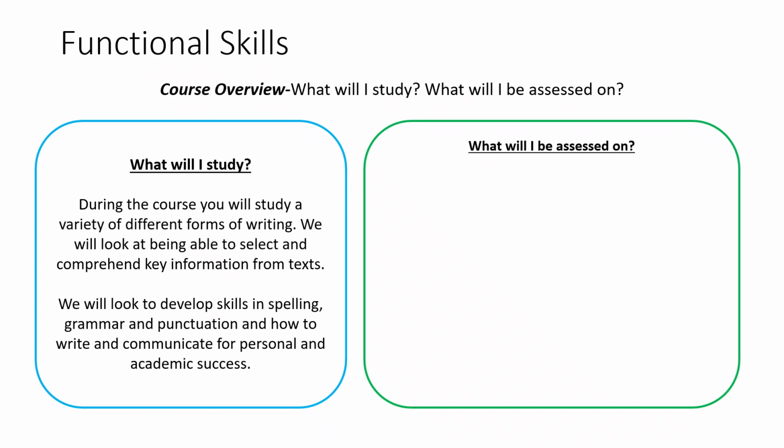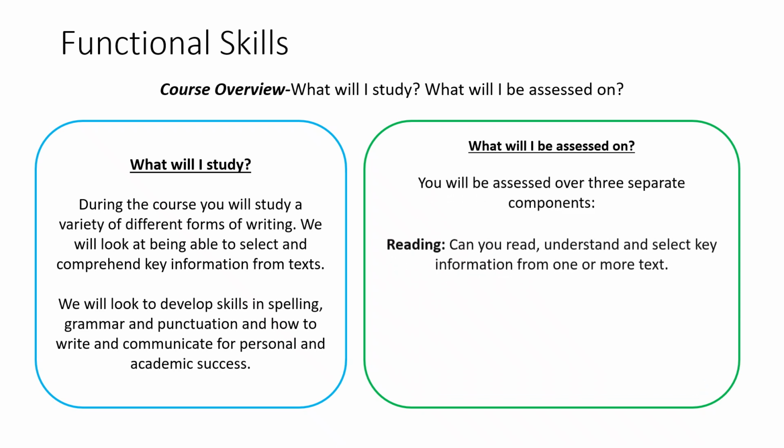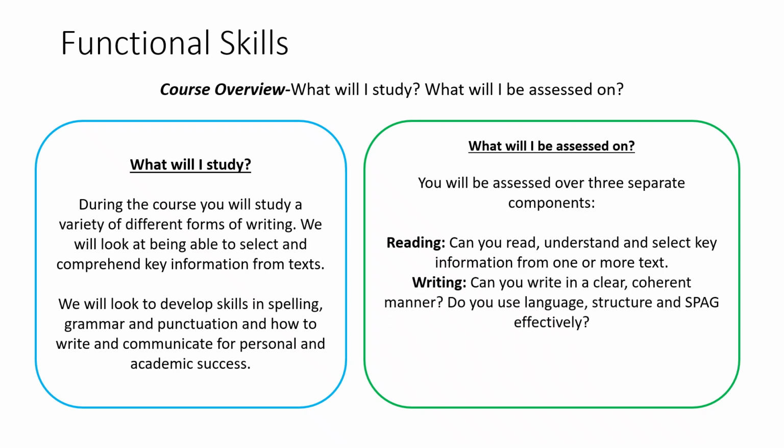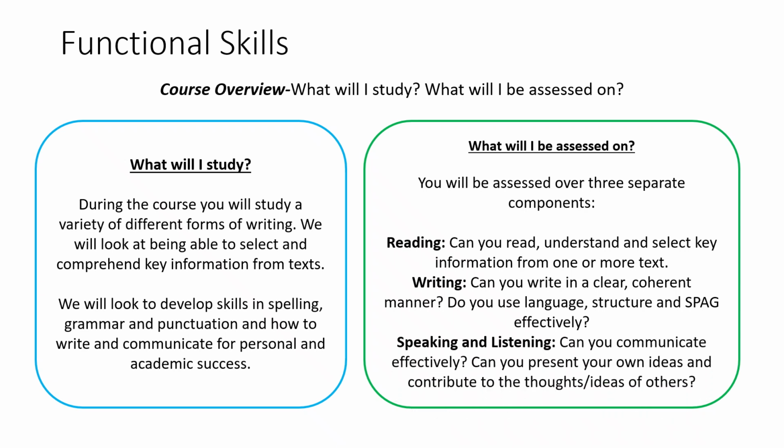What will I be assessed on? Now for each of the levels, you'll have to go through 3 different criteria. The first one is the reading assessment. Can you read, understand and select key information from one or more texts? Secondly, can you write in a clear, coherent manner? Do you use language, structure and spelling, punctuation and grammar effectively? And finally, the speaking and listening assessment. Can you communicate effectively and can you present your ideas and contribute to the thoughts and ideas of other people?